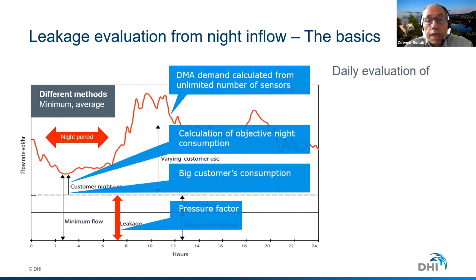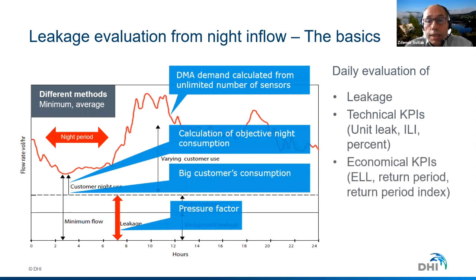The operators are then provided with a daily evaluation of leakage and many technical performance indicators. Later, I will also mention the importance of evaluation of economical performance indicators. For selected parameters, the tool shall allow setting individual limits for each district metered area, and the tool shall automatically recognize and report exceeding of such limits.